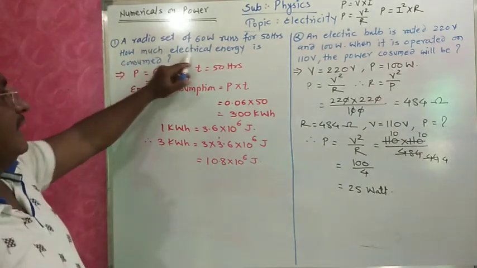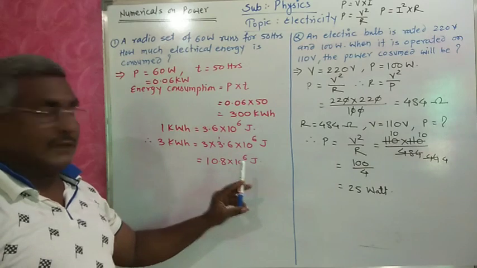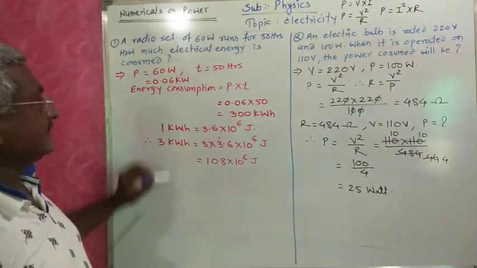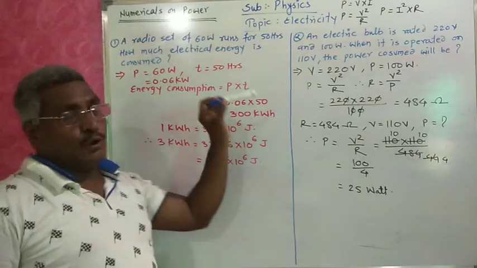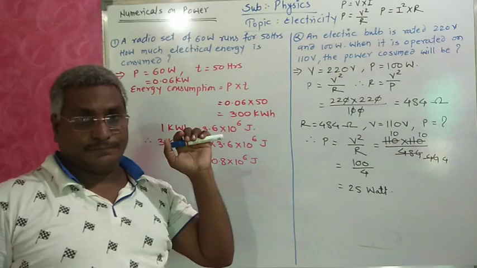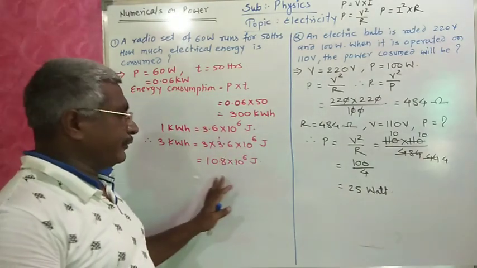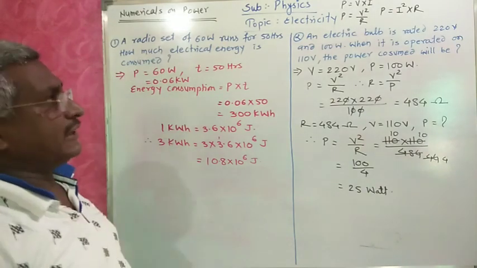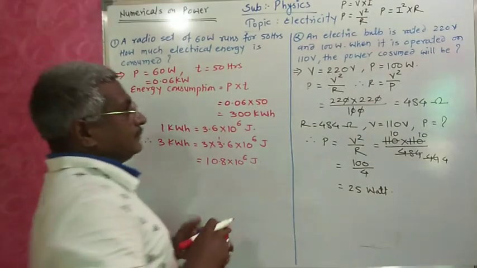So how much electrical energy is consumed? 10.8 into 10 raised to the power 6 joule energy is consumed, or 3 kilowatt hour. Both answers you can write, in kilowatt hour or in joule. Understood, students? In this way we have to solve this example. Now next example.